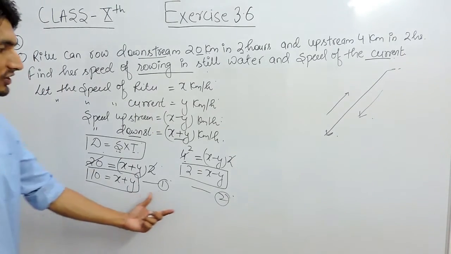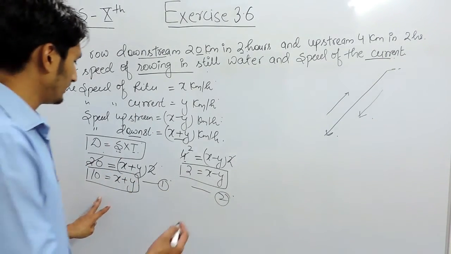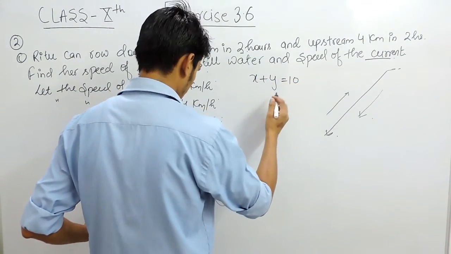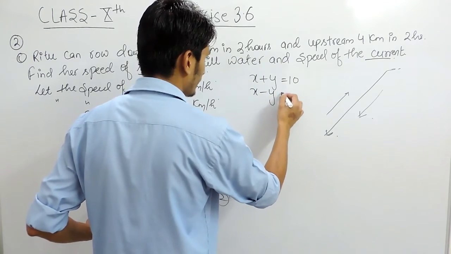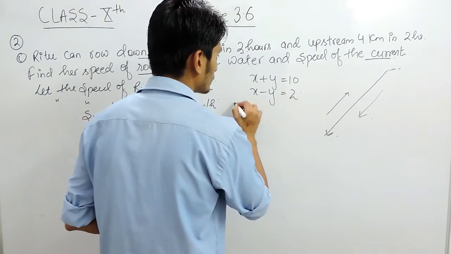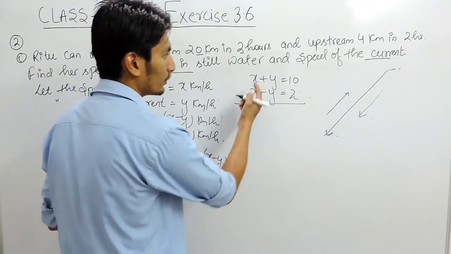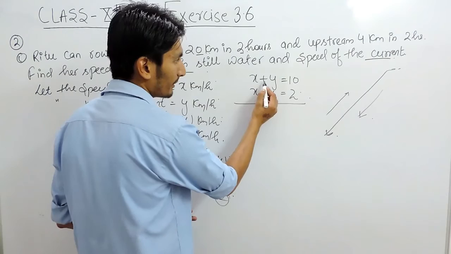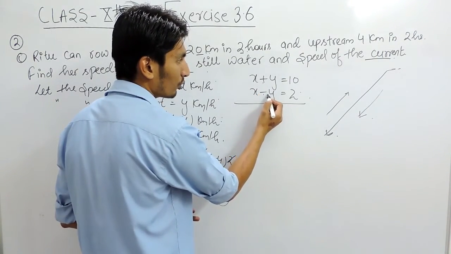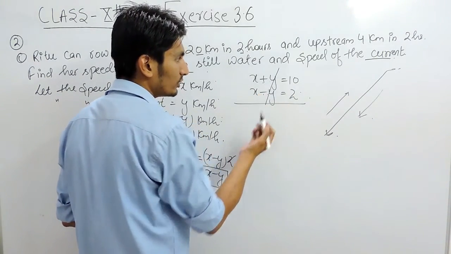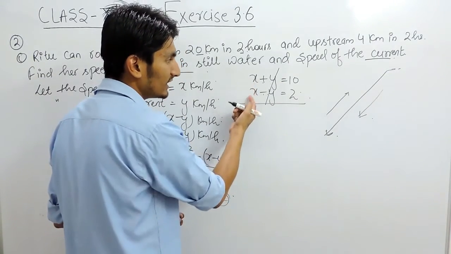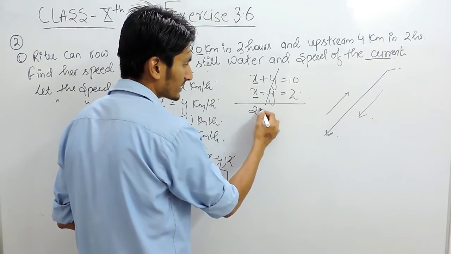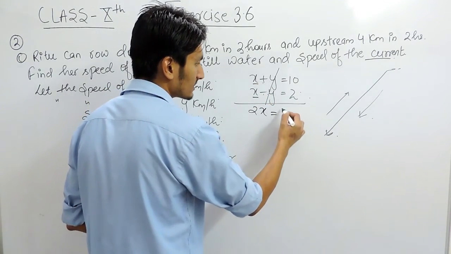Now we have our two equations and we have to solve them. The first equation says x plus y equals 10 and the second equation says x minus y equals 2. You can solve this by elimination of a variable. Because the coefficients are equal and the signs are opposite, y is eliminated when these two equations are added. So x plus x is 2x and this is 12.